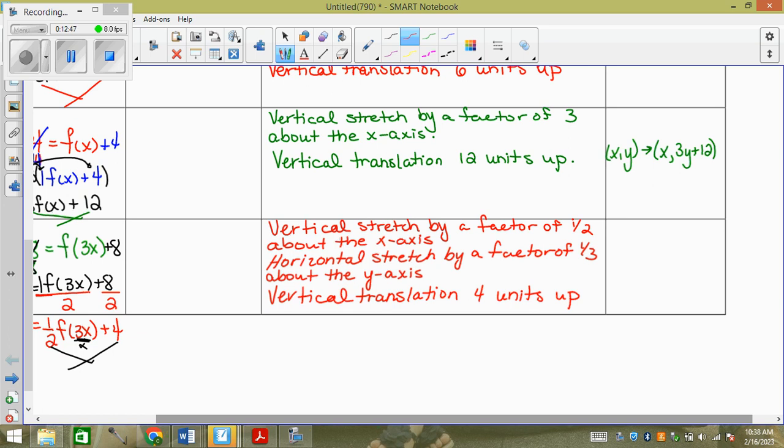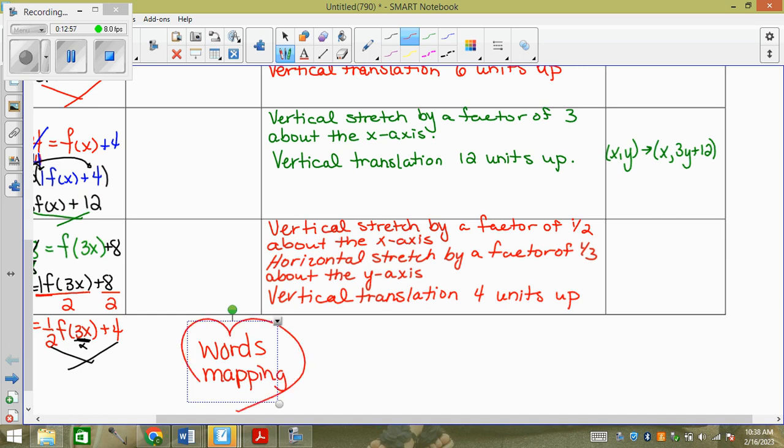I always will do my words first because the numbers with my words will be the exact same numbers in my mapping. Words and mapping are in a heart. The numbers in words will be in mapping. The numbers in mapping will be the same numbers in words. They are always the same.